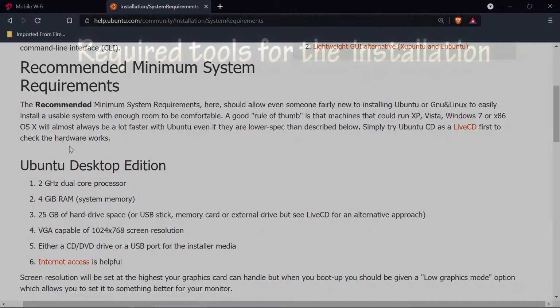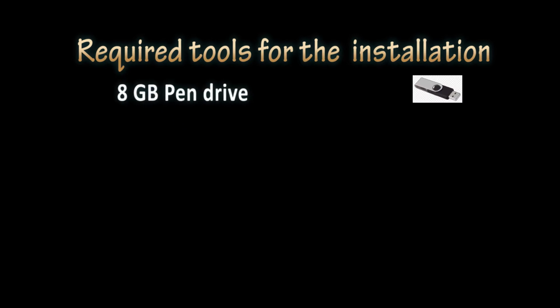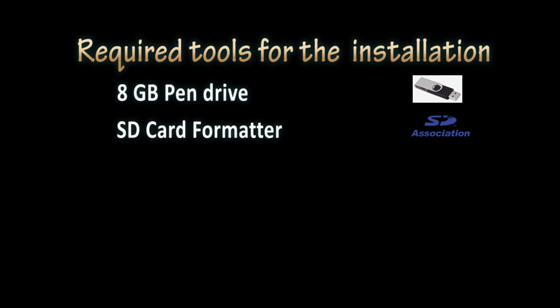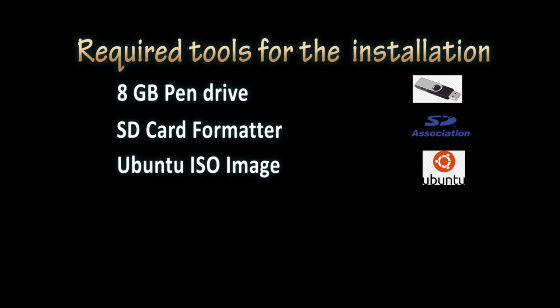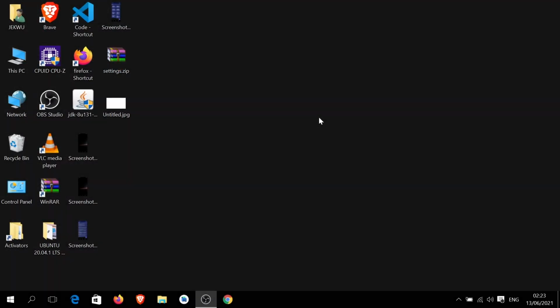We proceed. We will need 3 softwares and a pen drive that is of 8 gigs or higher capacity. The first software we will need is SD card formatter to format the SD card, the Ubuntu ISO image which we are going to install, and a Rufus tool which we will use to burn the ISO image into the pen drive. Therefore, we'll open our browser to download the softwares we will be needing.